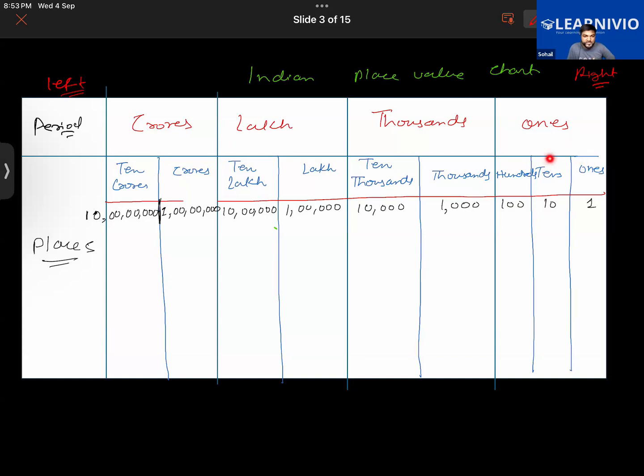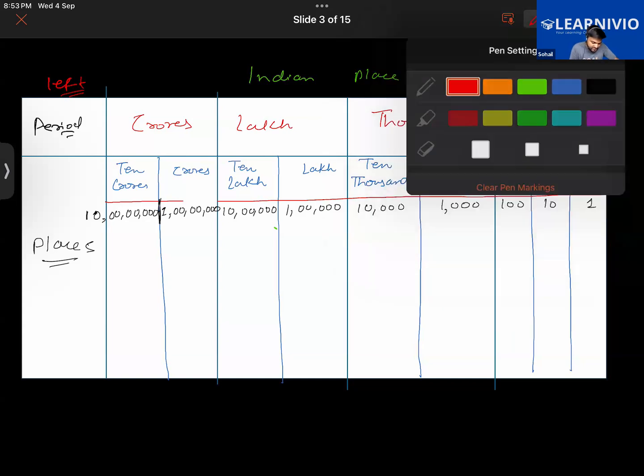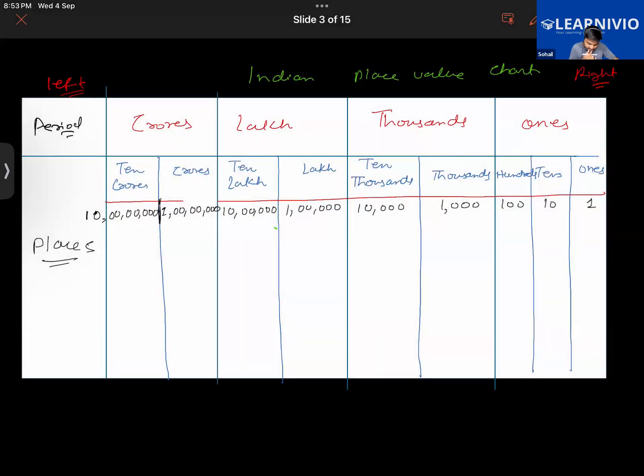So the first period is ones, which includes 3 place values, namely ones, tens, and 100. The second period is 1,000, which includes thousands and 10,000s. The third period is lakh, which includes 2 values, namely lakhs and 10 lakhs. And the fourth period is crores, which includes 2 place values, namely crores and 10 crores. Very good. Now, some important things to be noted down are as follows.